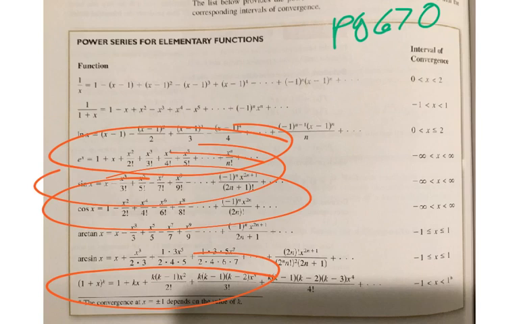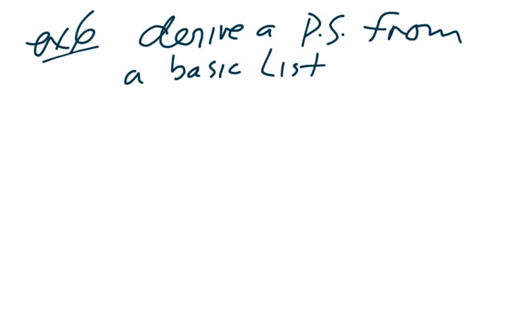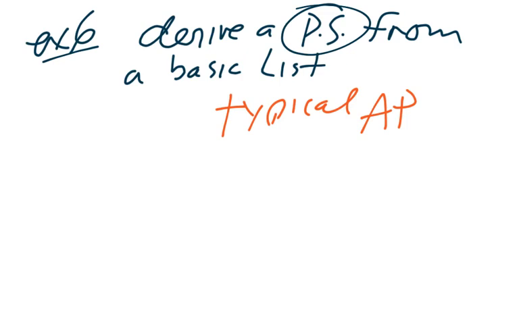Let's do one more example of all the cool stuff we can do now that we have all these tools. Example 6 says derive a power series from a basic list. That is a very typical AP problem, and a typical problem in your mathematical life in general. So let's learn how to do this: derive a power series from a given list.